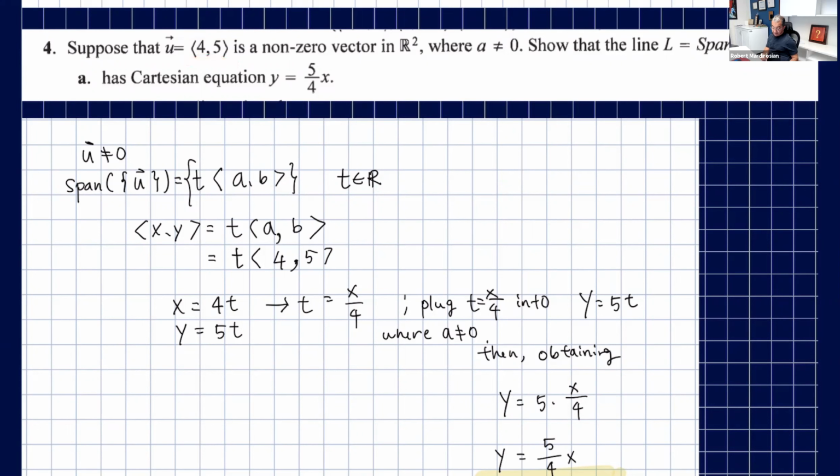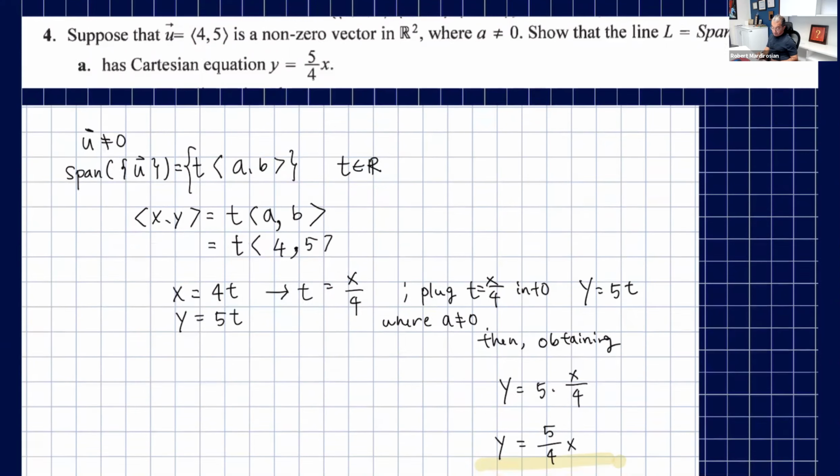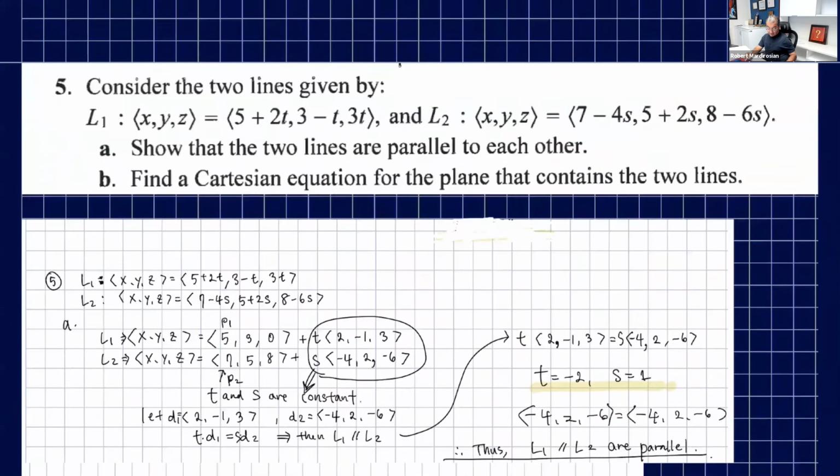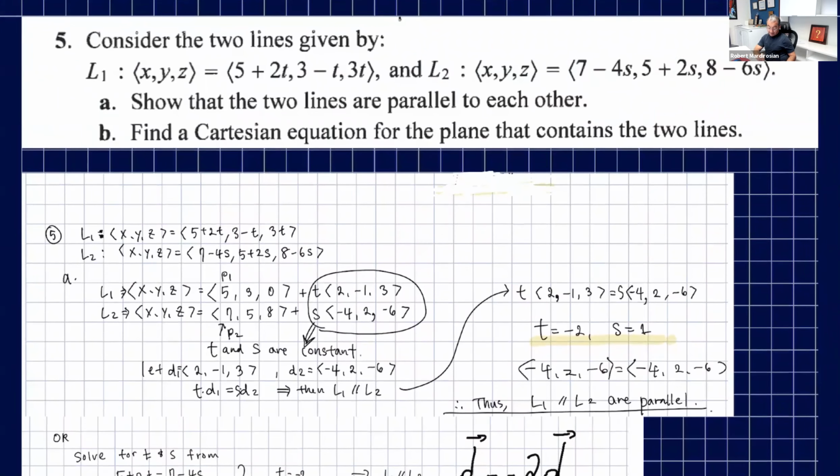You isolate: x is 4t, and y is 5t, and from both of them you isolate t, it's x/4 and y/5. Then you put them equal to each other and you will get that equation. Or you can just plug in, it doesn't make any difference. That's pretty simple. Number 5, consider the two lines.